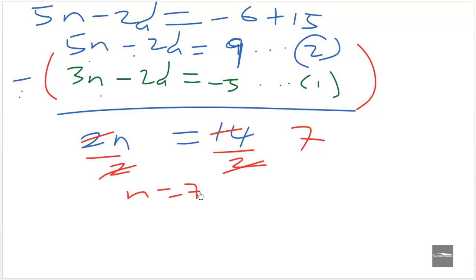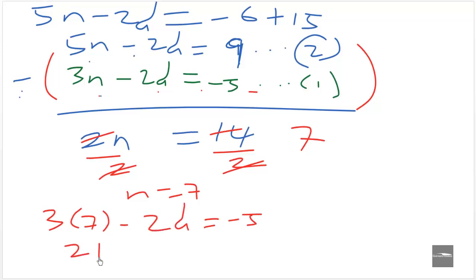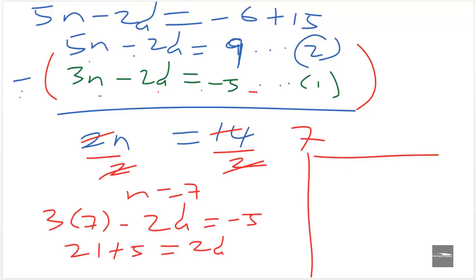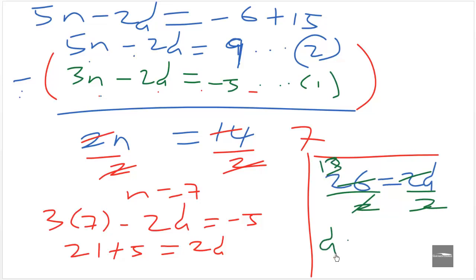The numerator is 7. For the denominator, we use 3n minus 2d equal to -5. So 2d will be equal to 26. That will give us d to be 13. Hence the fraction n over d is 7/13. That's the fraction.